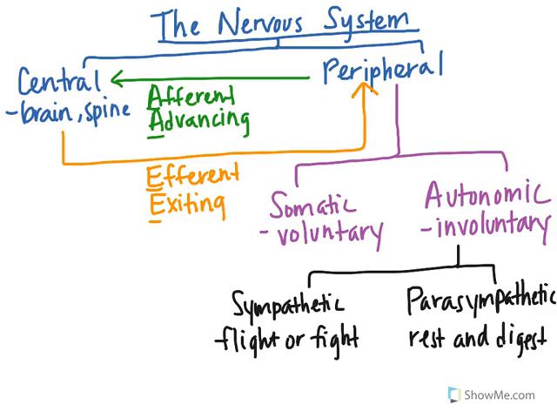Now, if you're still a little bit confused about this smattering of terms, don't worry, because in the next videos, I'll give more concrete examples that will hopefully help you think about these branches of the nervous system in a more applied manner. So I will see you in the next video.